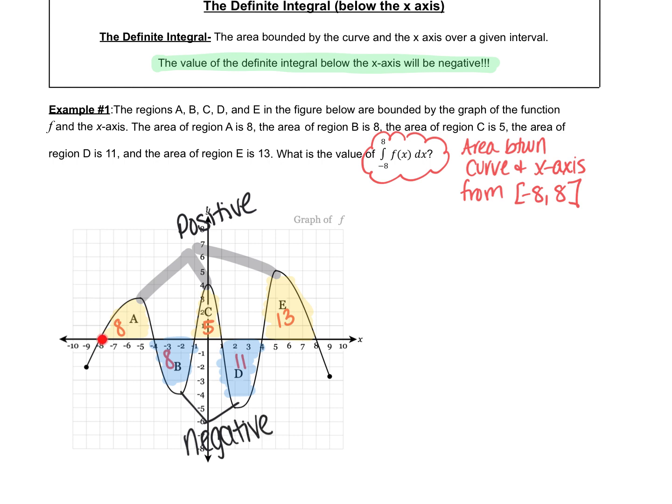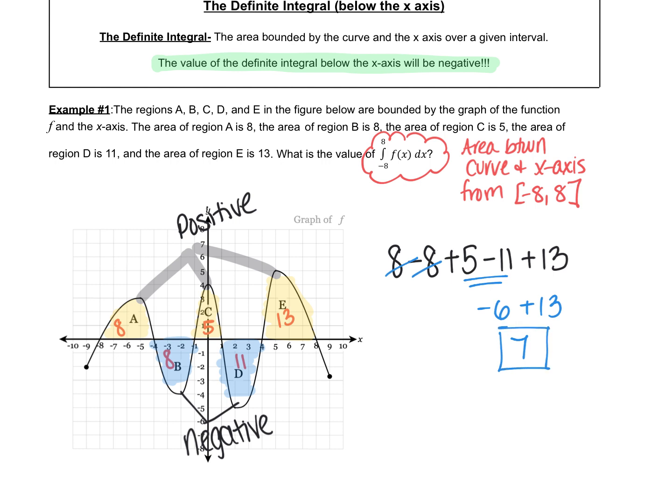So I want the area from -8 to 8. What we would do is start by taking the 8, and then subtract this 8, add this 5, subtract the 11, and add the 13. So 8 minus 8 plus 5 minus 11, and then plus 13. You could throw this into the calculator, or we could just do it in a couple of stages. We know that 8 minus 8 will give us 0. 5 minus 11 will give us -6. And if we add 13, we'll get +7. So the entire area over that interval should give us 7.